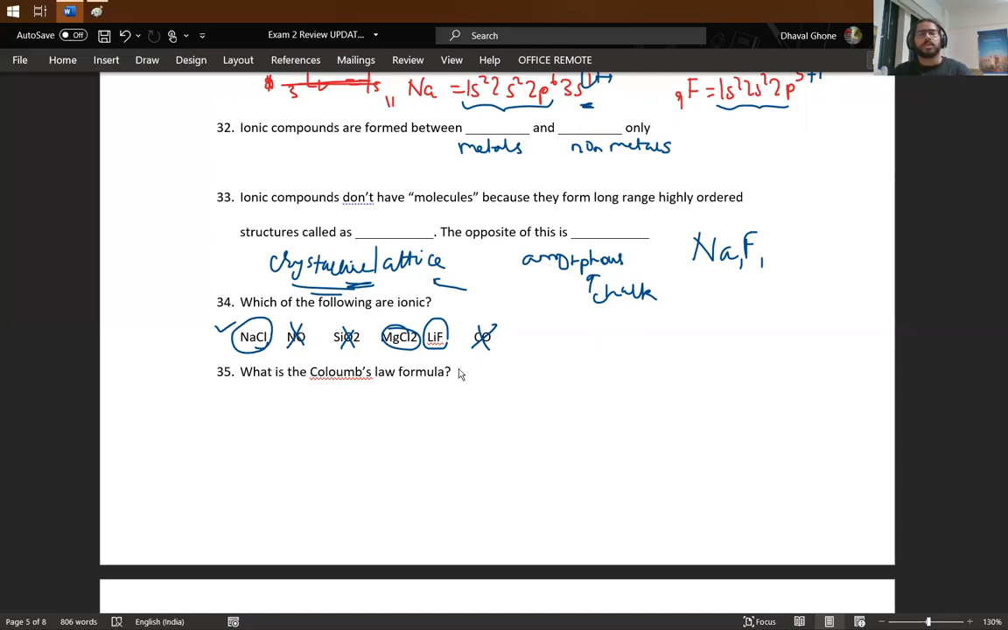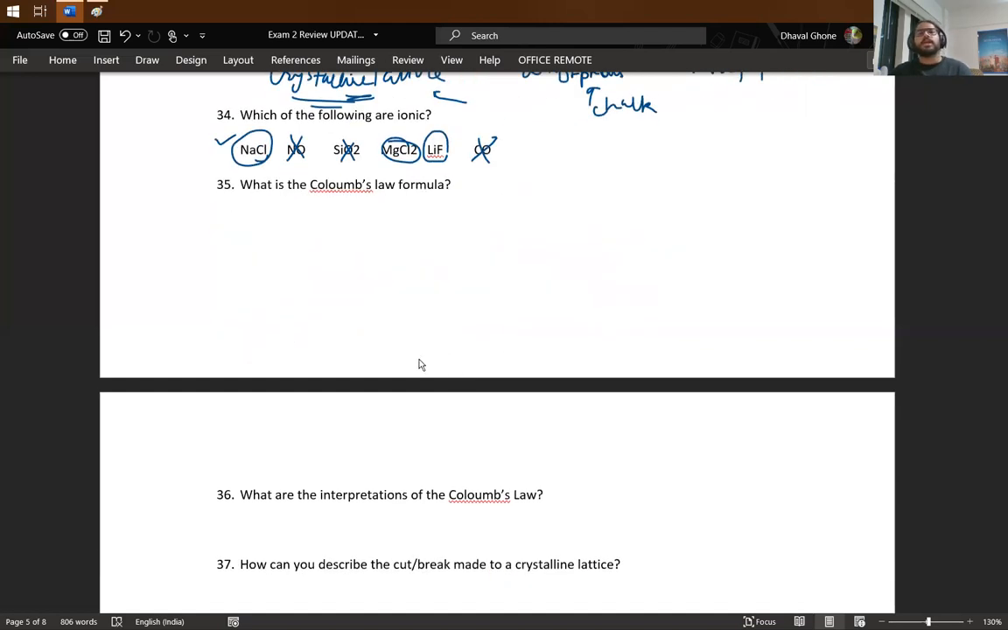Okay, awesome. Question 35. It asks, what is the Coulomb's law formula? The formula for Coulomb's law is the force of attraction between two charges is given by K times Q1 times Q2, the charges of charge 1 and charge 2, over the distance r squared. These are the charges between which the force is attracting or repelling, and this is the distance between those two charges. Not r squared, just r. You square the number.